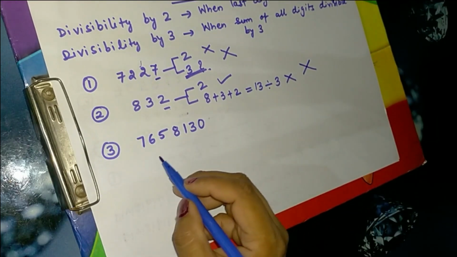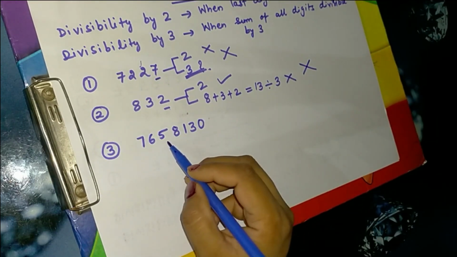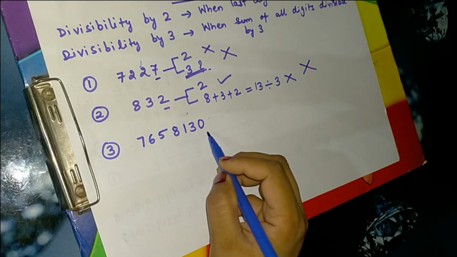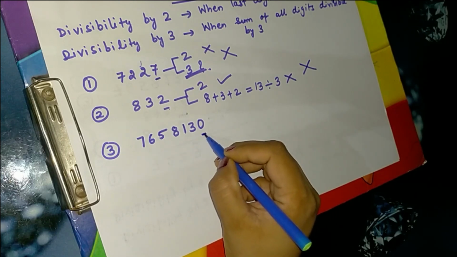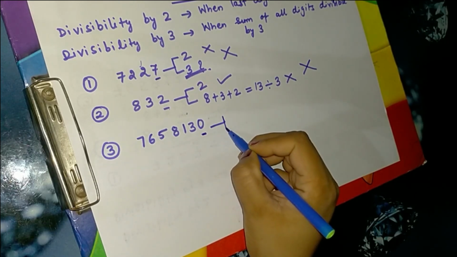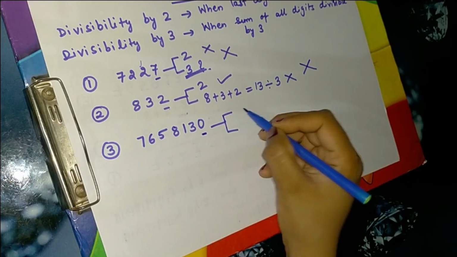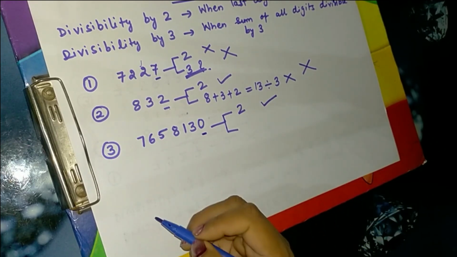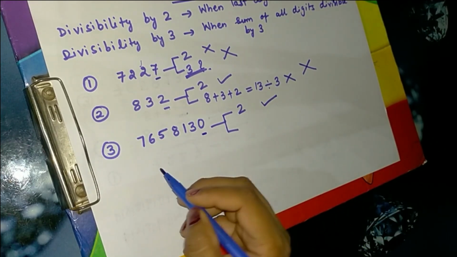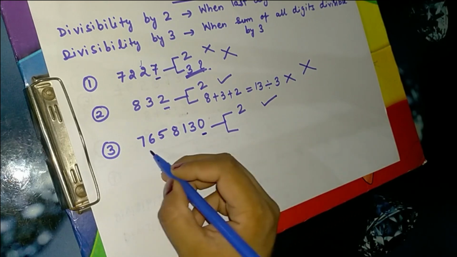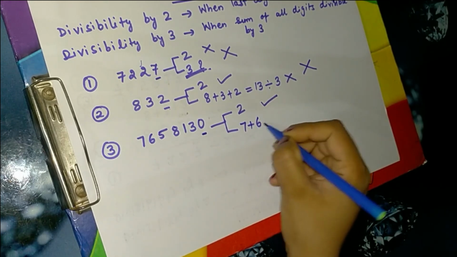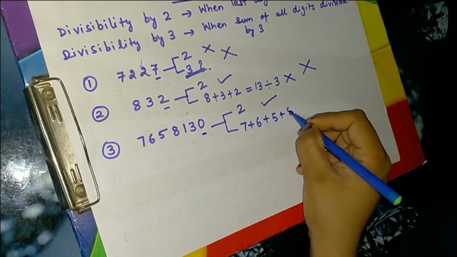Our next example is 76,58,130. Here the last digit of this number is 0, which is an even number. So this number is divisible by 2. Now we need to go for the divisibility test of 3. Here we need to add the individual digits of this number like this.